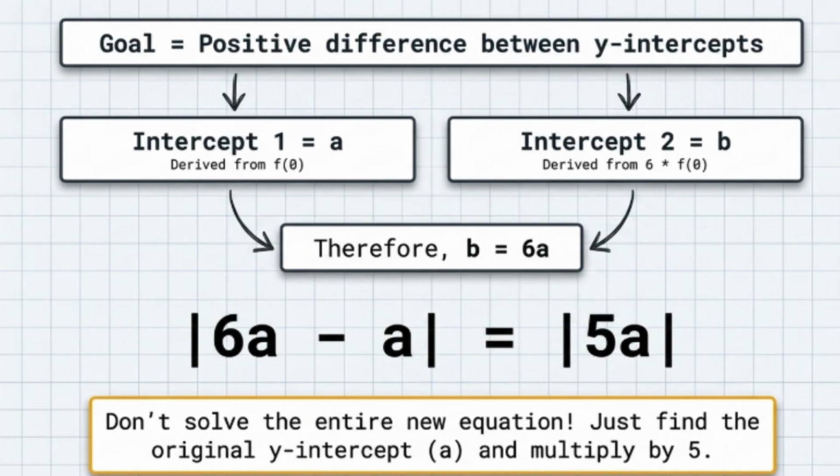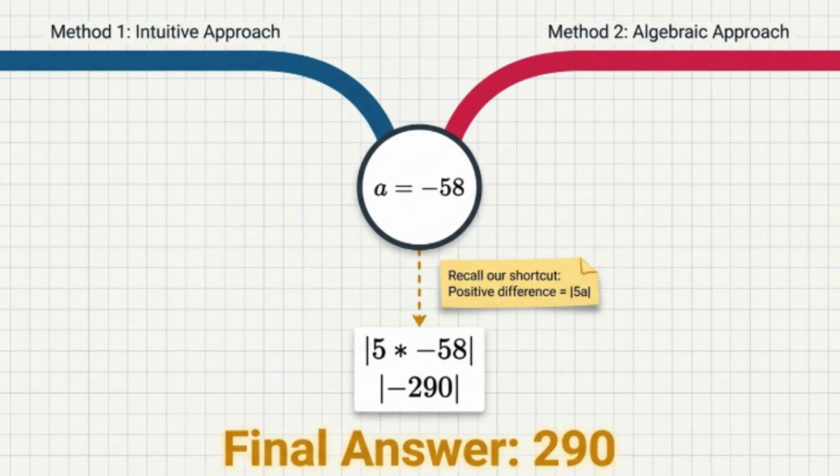5. Final calculation. Plug this into our shortcut formula, 5a. The absolute value of 5 times -58 is 290.